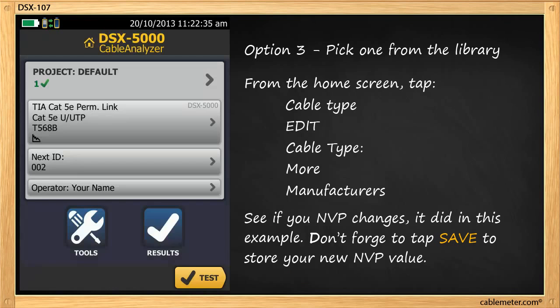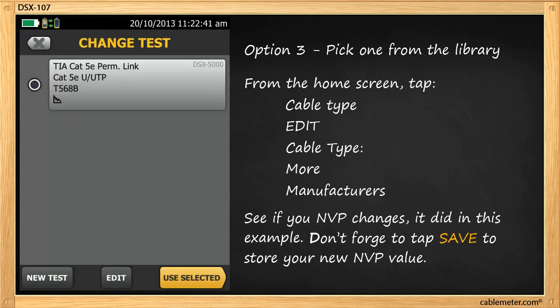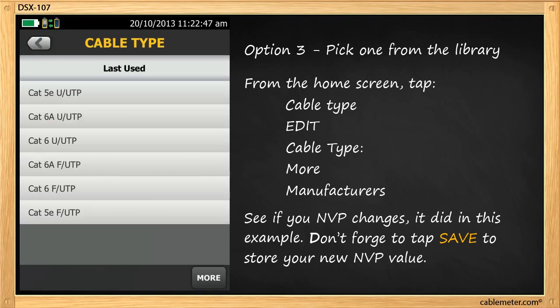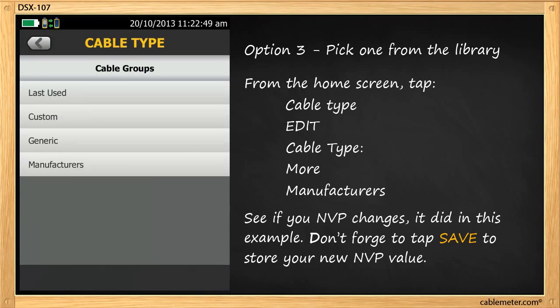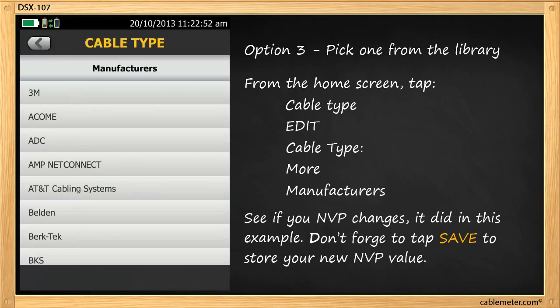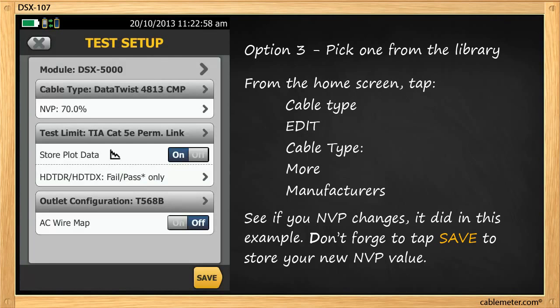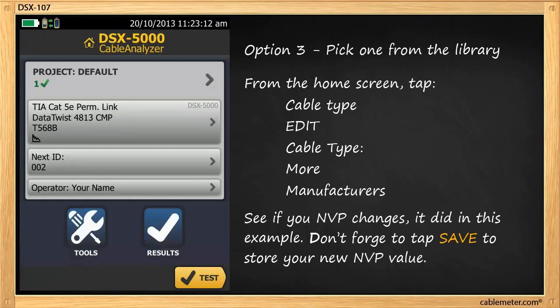The final method is to choose one from the cable library. So again, from the home screen, tap your cable type, Edit, and where you see cable type, tap More, and you'll see manufacturers at the bottom here. I'll randomly pick, say, Belden, and this one here. And you'll see the NVP value changes to 70%. When you change the cable type in the library, it looks up our database that's in the tester and presents you with the value that's in there. Tap Save, Use Selected, and you'll be ready to begin testing.